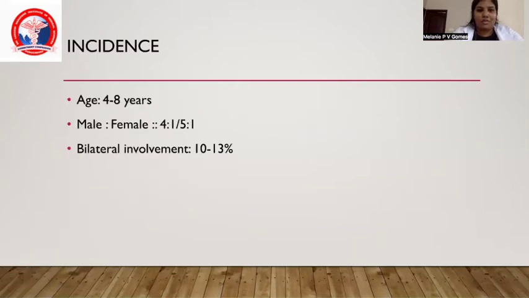variable degrees of roundness. It's most prevalently seen in children in the age group of 4 to 8 years with a male to female ratio of 4:1 or 5:1. Bilateral involvement of the hips occurs in 10 to 13% of the patients.